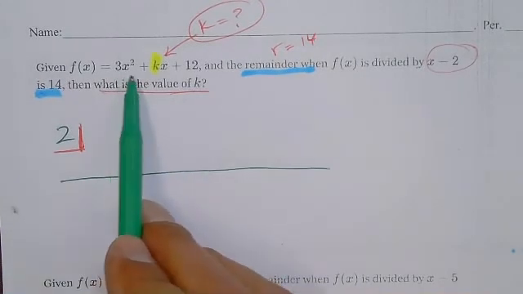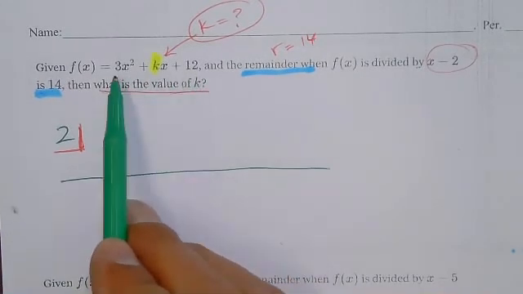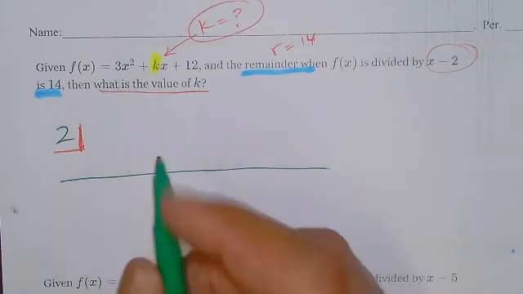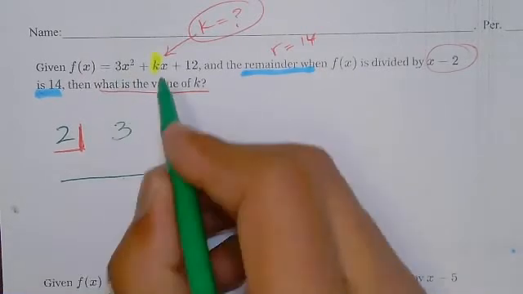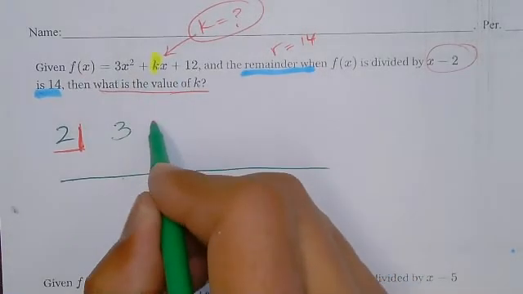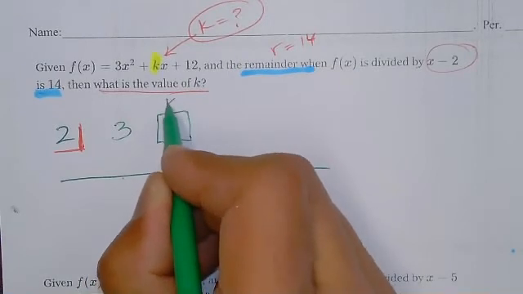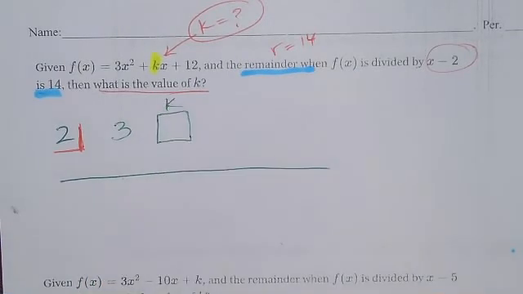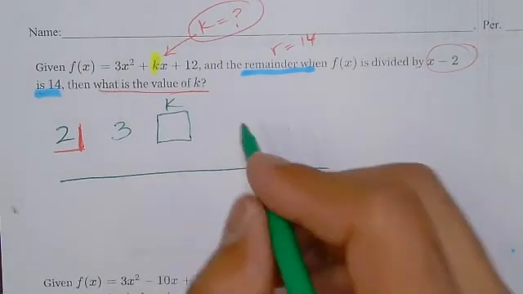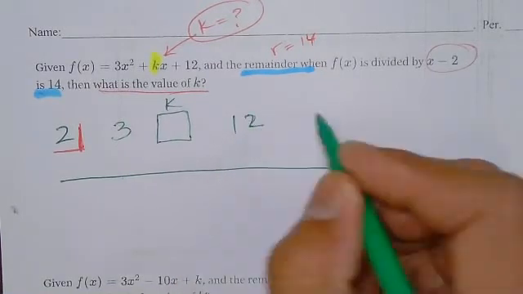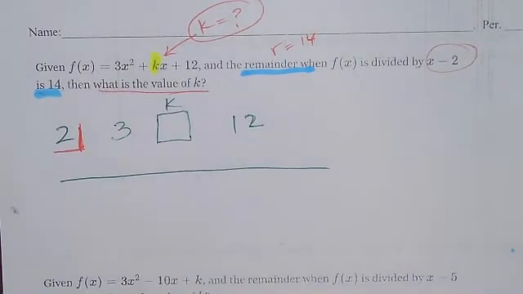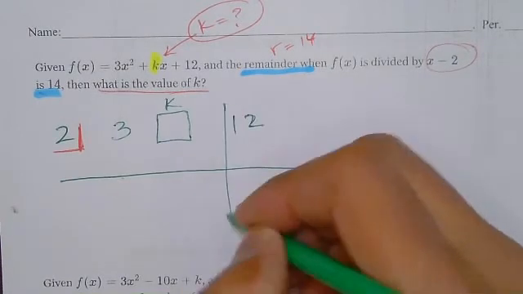And then here, always check that this is in order. Make sure there's no missing terms. So I got 3 for the x squared and k for the x, but I'm really just going to put like an empty box. This is my value. What value does this k have to be? What number does, and then 12. See, you're doing synthetic division, but it's just kind of in a little tricky way here.